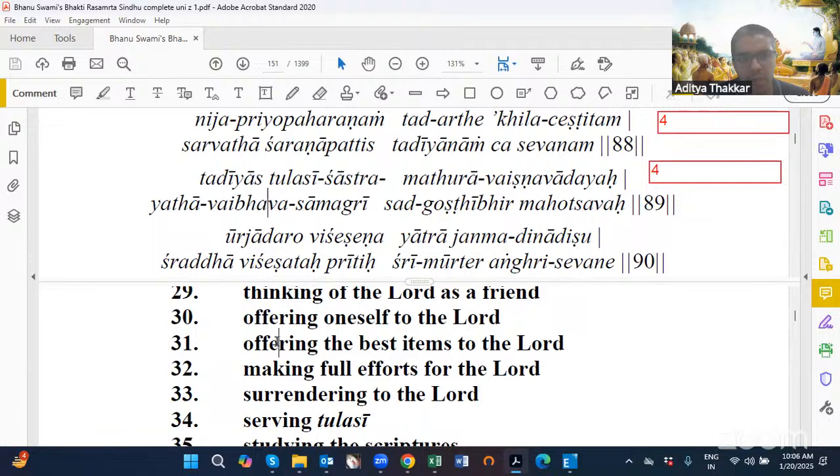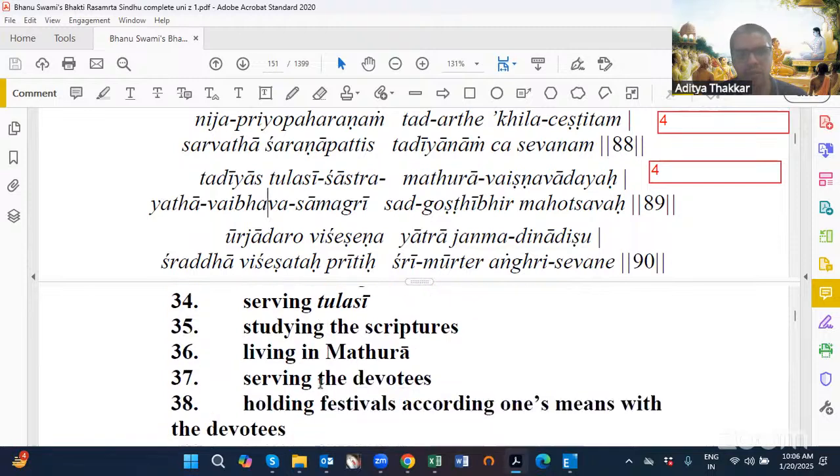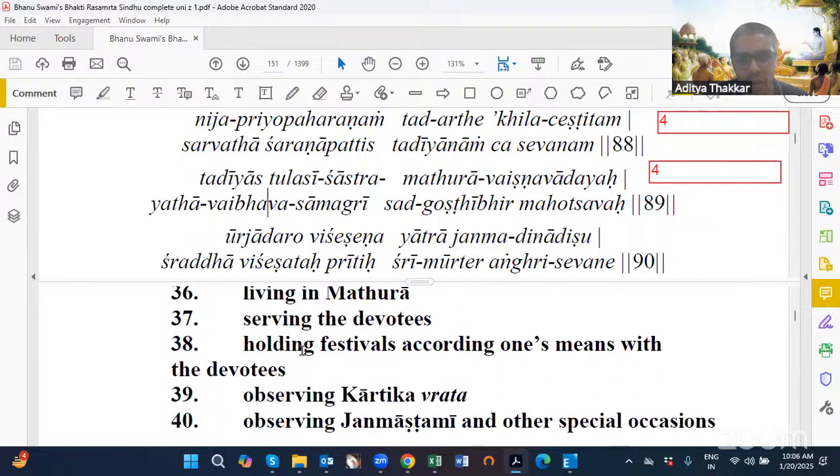30, offering the best item to the Lord. 31, making full efforts for the Lord. 32, surrendering to the Lord. 33, serving Tulsi. 34, studying the scriptures. 35, living in Mathura. 36, serving the devotees. 37, holding the festival according to one's means with the devotees. And 38, observing Kartik Vrata. Hare Krishna.